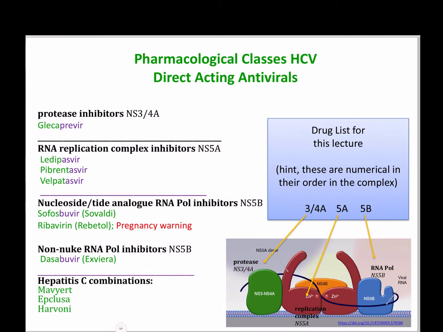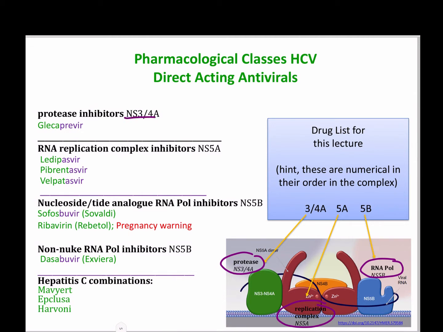So we don't have entry inhibitors, we don't have exit inhibitors, but the major enzymes within the Hep C virus are all kind of stuck together in a complex that's on the endoplasmic reticulum. So we have a protease, we have a more structural replication complex, and we have the RNA polymerase. And these are very commonly referred to by their numerical names.